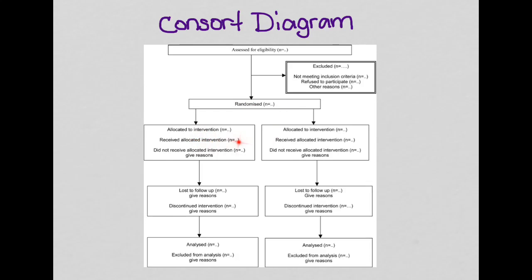So you see here, it shows how many people were excluded before they were randomized, then how many people were allocated to the intervention arm, how many received the allocated intervention, and then how many did not and why, how many were lost to follow-up, and then how many were analyzed, and then you have to explain why people were excluded from the analysis. And now to get an RCT published in a good journal, I think you have to have pretty good numbers here. So there's an increased recognition of the importance of these for the validity of a randomized controlled trial.